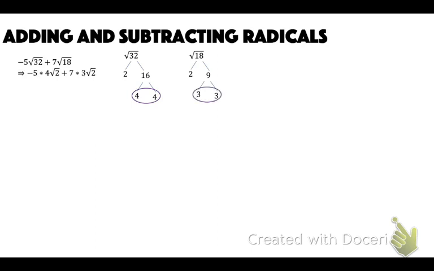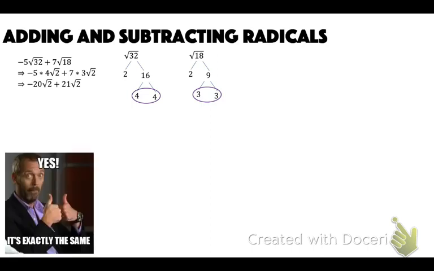So then that's going to be negative 5 times 4 square roots of 2 plus 2 times 3 square roots of 2. So that's negative 20 square roots of 2 plus 21 square roots of 2. They're exactly the same. So you can always add radicals if they're the same.